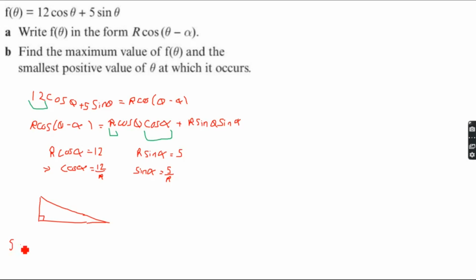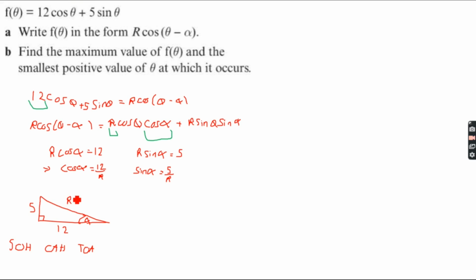Now remember our SOHCAHTOA, you should remember it from your GCSEs. So for cos, we've got cos is adjacent over hypotenuse. If we make this angle alpha, the adjacent is 12 and the hypotenuse is r. And then we can fill in the other edge by using this expression here. We've got sin alpha equals 5 over r. Sine is opposite over hypotenuse, so the opposite is 5 and the hypotenuse is also r.